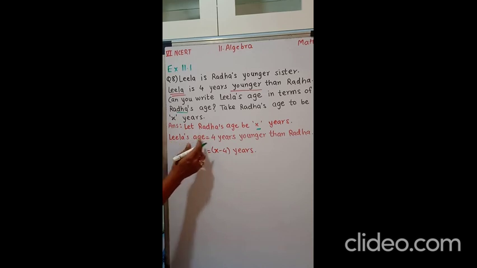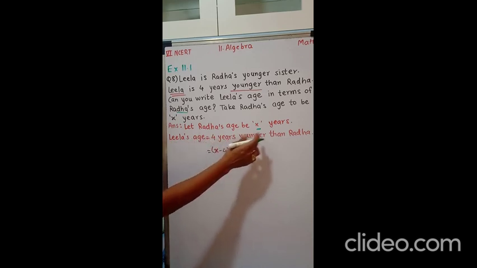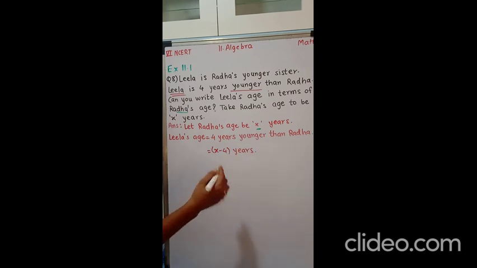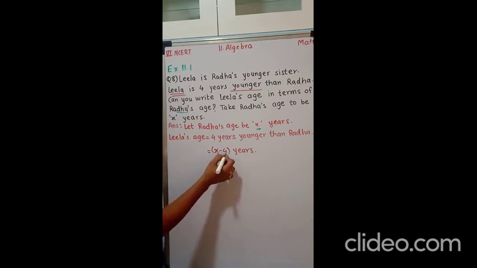So Leela's age is equal to what? 4 years younger than Radha. 4 years younger means what? 4 years smaller than Radha. Radha का age है x. उससे 4 years कम means what? x minus 4 years. And so Leela's age is what? x minus 4 years.